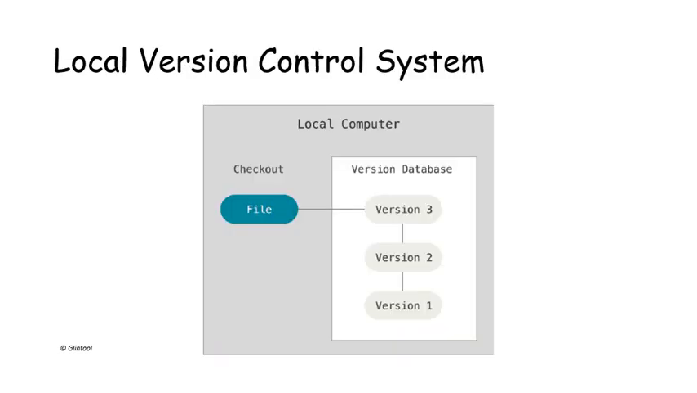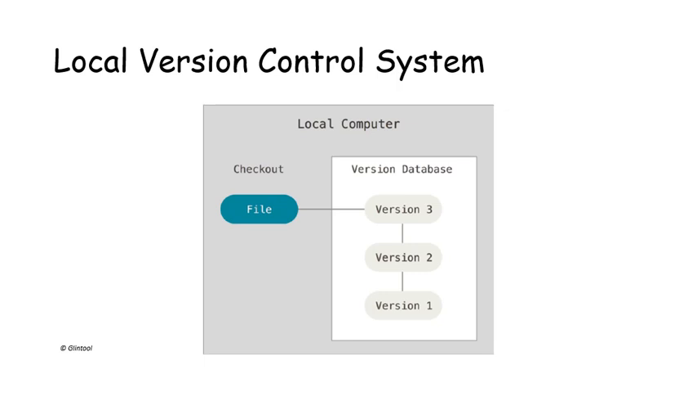Let's start with the local version control system. In a local version control system, the database that keeps track of the changes associated with various versions of the same file is on the local computer. You have to be a user on the local computer to have access to the local version control system on the computer.